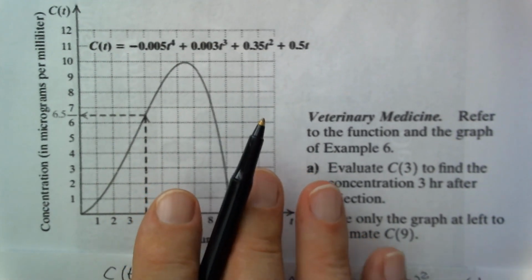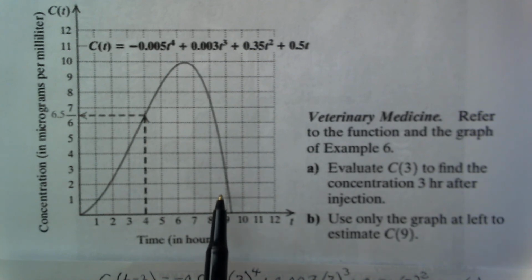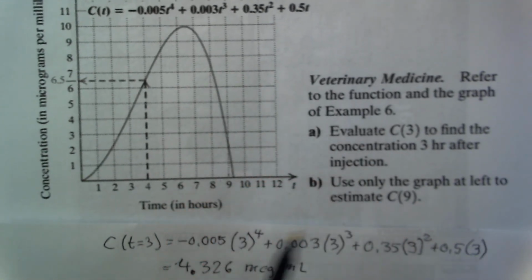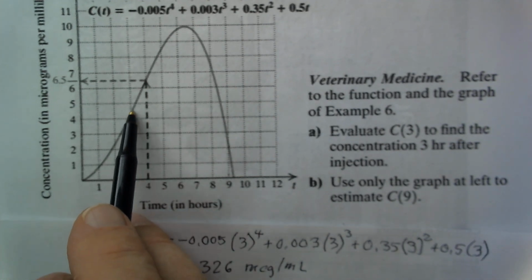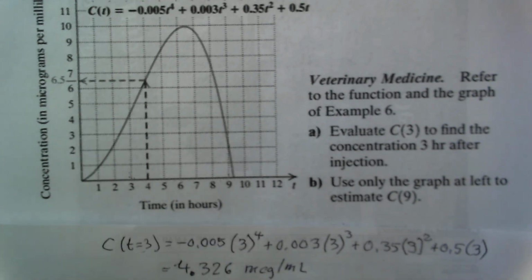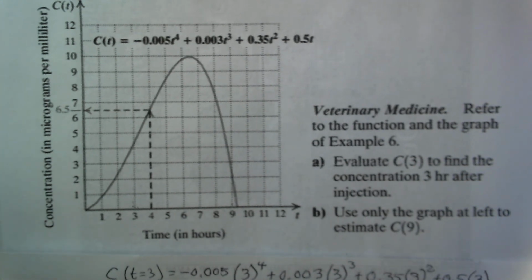Bring it down, you can see it. So we can use it to evaluate it directly. Of course, we can also evaluate it for C of 9 directly, but the graph is a pretty good indication. And you can also see, verifying that C of 3, in other words, when t is equal to 3, it's a little bit above 4, so that makes sense that the answer was 4.326 micrograms per milliliter. So a very simple application, and again, it's fairly common to have polynomials graphed and then draw certain conclusions from the graph and evaluate that way.